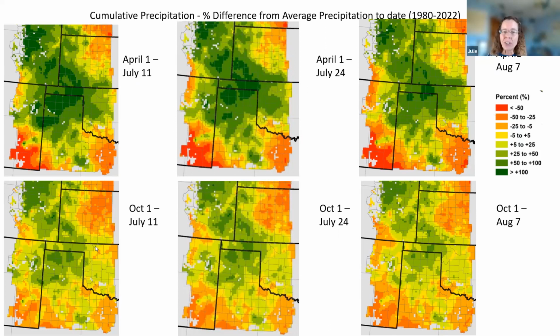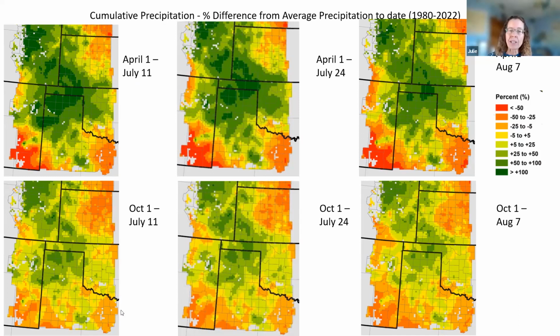There's a lot less of the darker green colors in the bottom set of maps because that deficit between October 1st to April 1st was so large compared to the long-term average. The rains since April 1st, on the other hand, have been so much more than the 1980 to 2022 average that they've made up for that fall, winter, and early spring shortfalls.